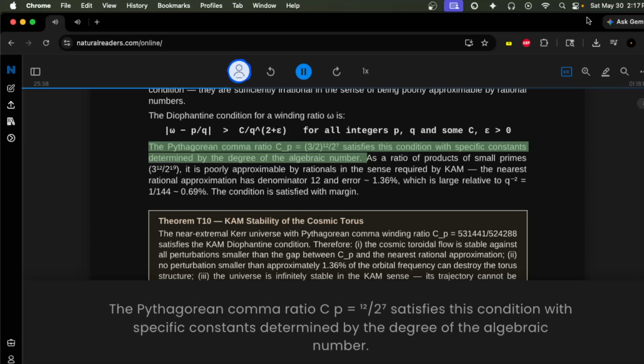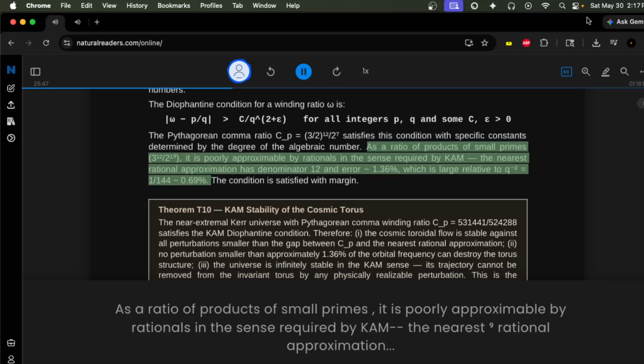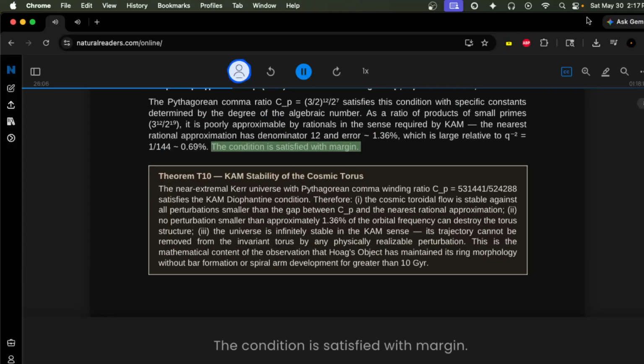The Pythagorean comma ratio Cp = 3^12/2^19 satisfies this condition with specific constants determined by the degree of the algebraic number. As a ratio of products of small primes, it is poorly approximable by rationals in the sense required by KAM. The nearest rational approximation has denominator 12 and error approximately 1.36%, which is large relative to 1/q² = 1/144, approximately 0.69%. The condition is satisfied with margin.